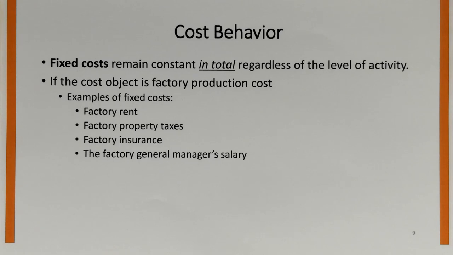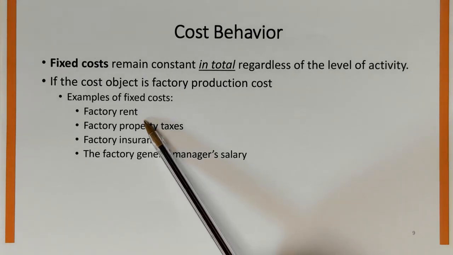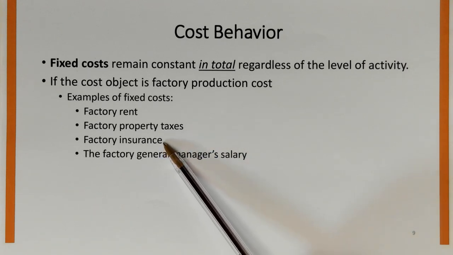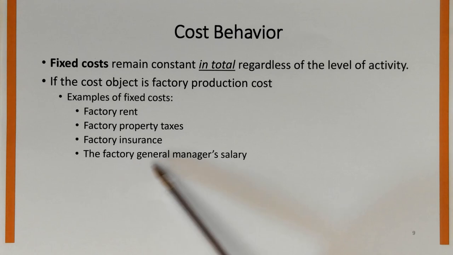So let's talk about fixed costs for business. Examples of fixed cost in a factory would include factory rent, factory property taxes, factory insurance, and the factory general manager salary. Regardless of how many units are produced, the factory rent, property tax, factory insurance, and the salary paid to the general manager of that factory, they all stay constant in total, again, regardless of the level of production or level of activity.